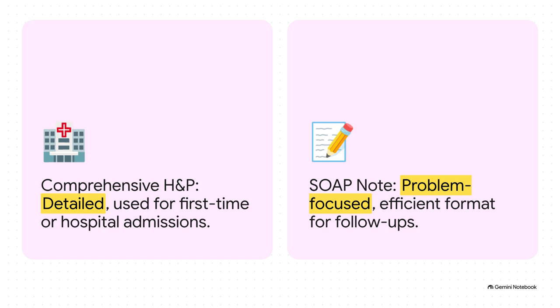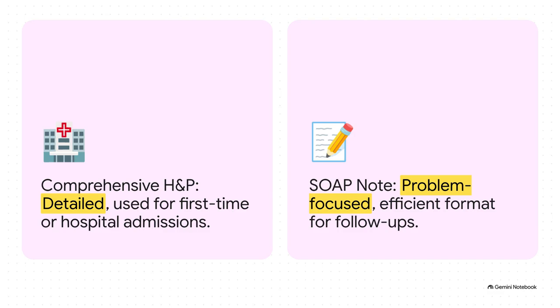But for follow-up visits or chronic disease monitoring, writing out a full H&P every single time, that's just an unnecessary burden. That's exactly where the SOAP note comes in. Standing for subjective, objective, assessment, and plan, it's the structured, highly efficient format that streamlines care without losing the integrity of the clinical picture.